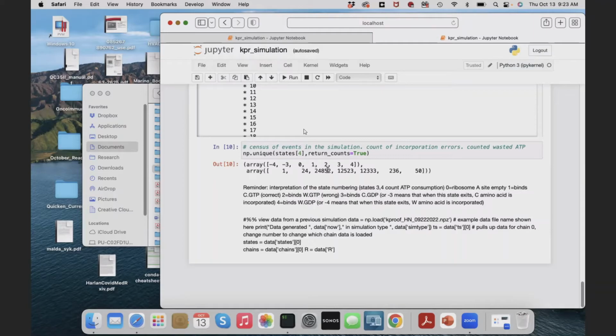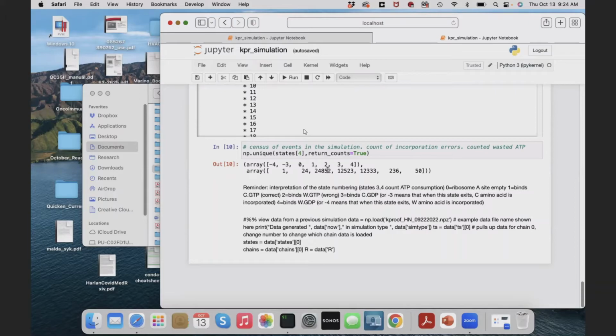So this is counting how many transitions took place. There's a lot of jumping back and forth, but okay, what the second line is doing is counting the number of times you were, in the course of this simulation, in the different possible states, okay? Being in state 3 means I'm almost ready to add a good element to the growing polymer chain. Being in state 4 means I'm almost ready to add a bad element, okay?